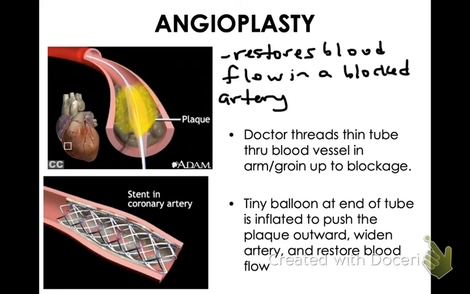Another thing they can do is they can actually insert and leave a wire mesh. So you can see this wire mesh here. It's called a stent, and it's like spring loaded, and it props open, and then it allows for the artery to stay open. Sometimes they'll do that if you have a collapsed artery, and then they just keep that stent in place.